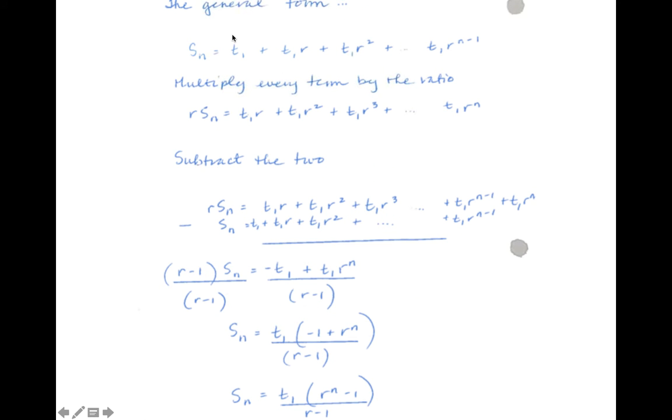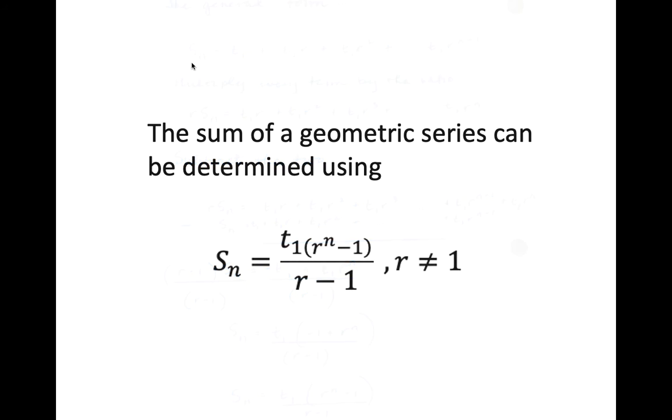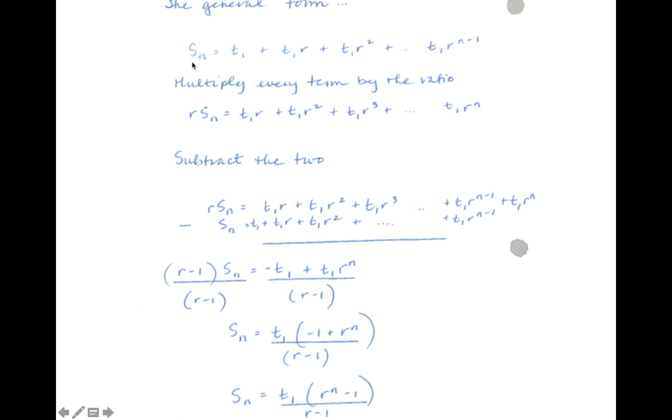So let's try to take a look at it. Here's the general form of the geometric series. Sorry, I'm moving around too much. So I'm going to write my sum as the first term plus the second term plus the third term and so on, all the way down to the last term.